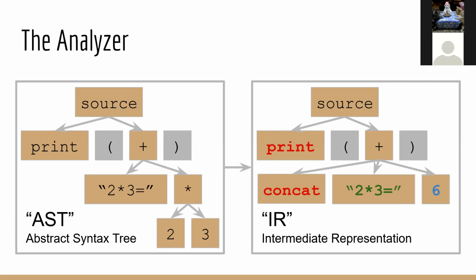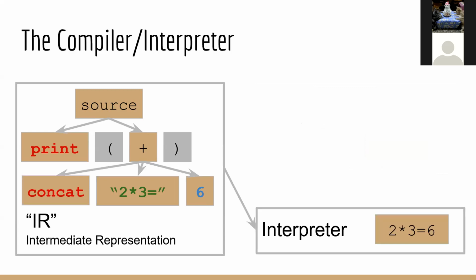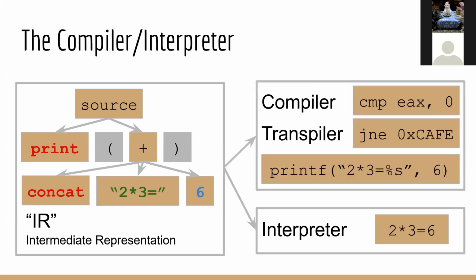And so we collect all of that information in order to validate the program and store this in this intermediate representation. We can also have later phases that do things like optimization, but that's a little less important. And then finally, missing an animation there. But finally, we have a compiler and interpreter.